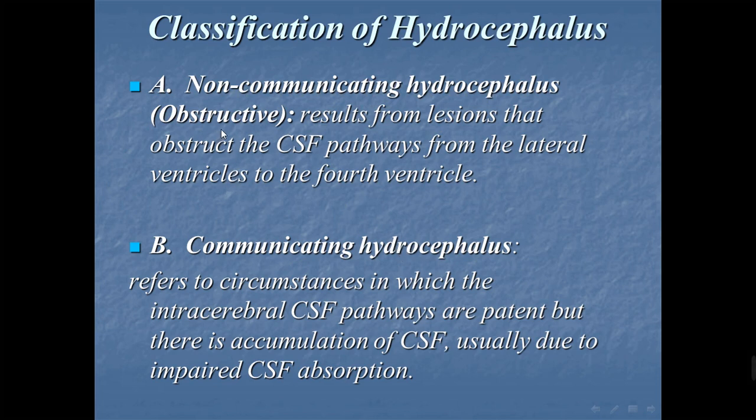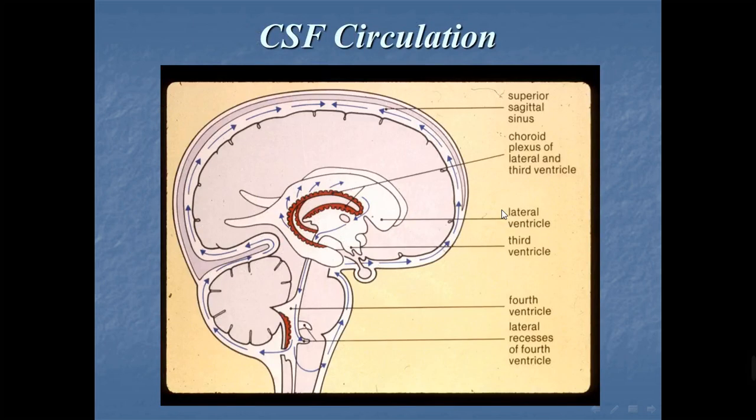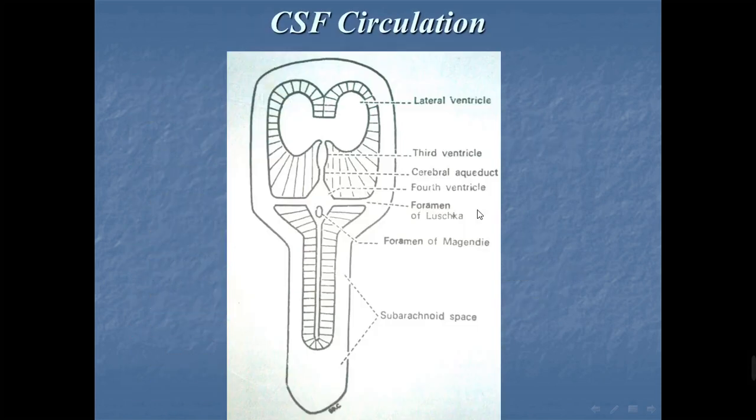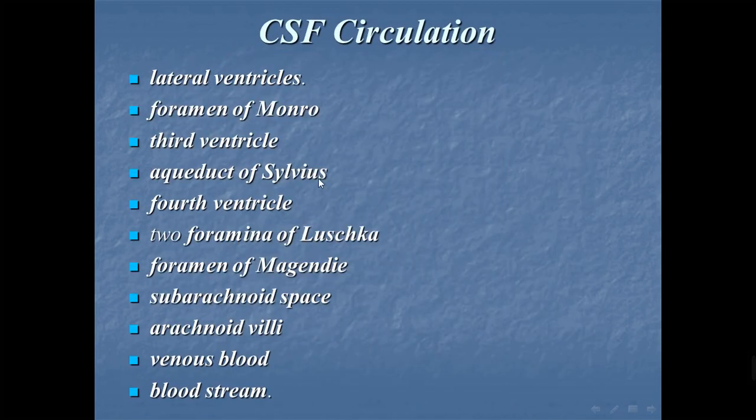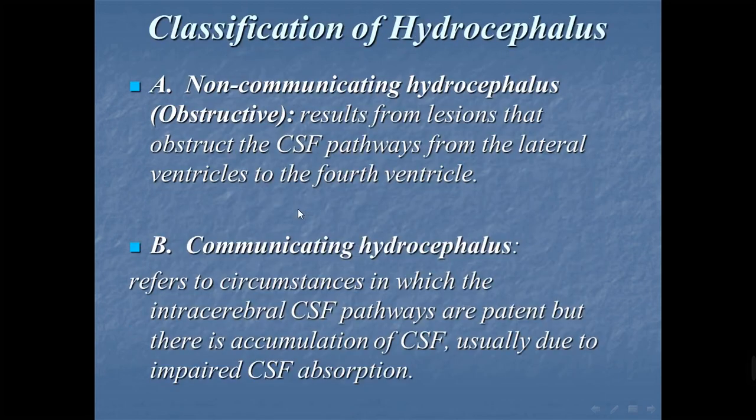Obstructive hydrocephalus, in fact, results from lesions that obstruct the CSF pathway from the lateral ventricle down to the fourth ventricle only. Okay, I return back to this diagram. Look, any obstruction of the CSF pathway at any site down to the fourth ventricle here, this will result in what is called obstructive hydrocephalus.